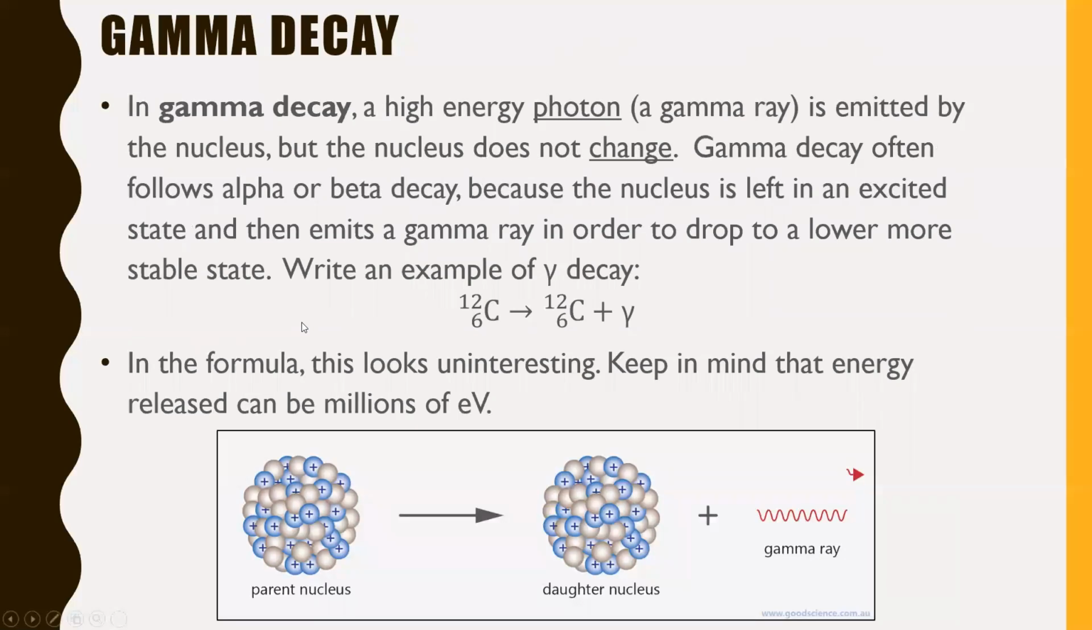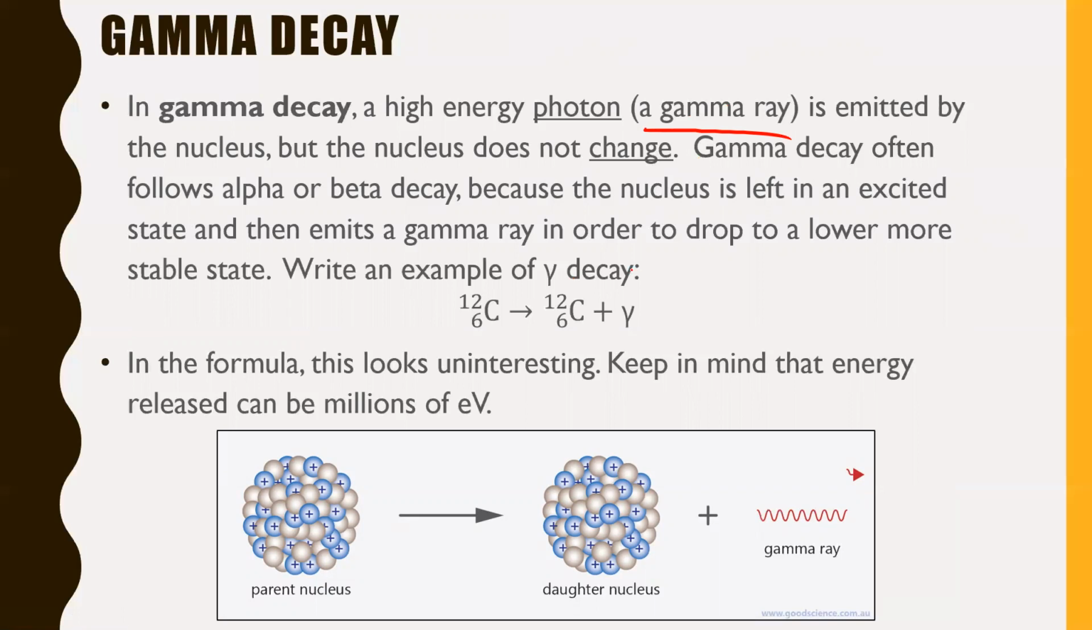All right, gamma decay. I honestly don't think gamma decay is anything as weird as beta decay, but here we go. In gamma decay, a high energy photon, in other words a gamma ray, generally speaking, it can be an X-ray as well, or even a cosmic ray, I believe, but gamma ray is the most common, is emitted by the nucleus, but the nucleus does not change. This is what's so suspicious about this one. When you look at the formula, it looks really, really boring.